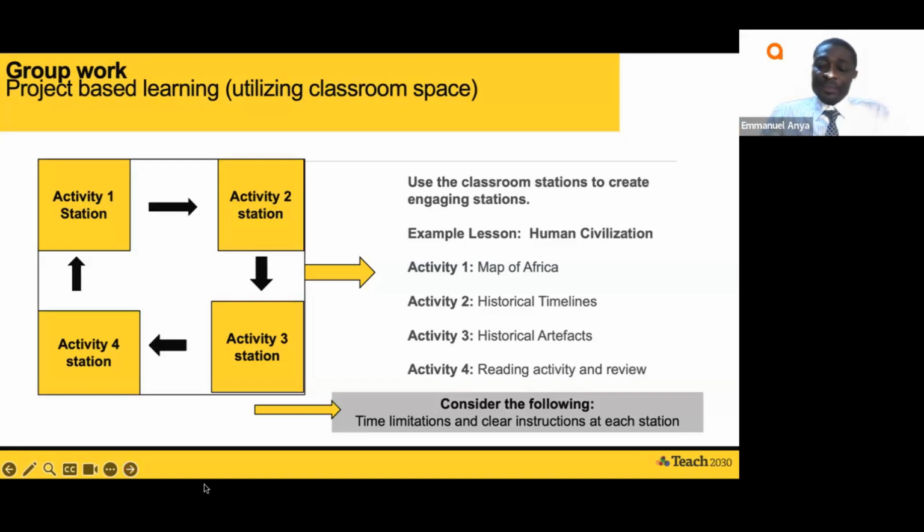That's a really good point. And I like the way that you've also built that into the context of a specific lesson. So thank you so much. And there are some points to consider, such as time limitations and using clear instructions at each station so pupils are aware of what to do as well. But utilising classroom space has been really helpful.